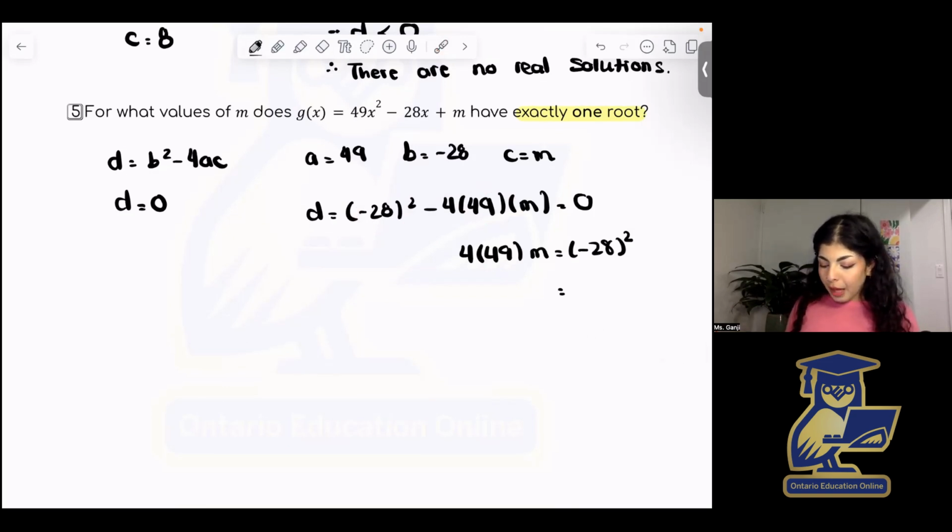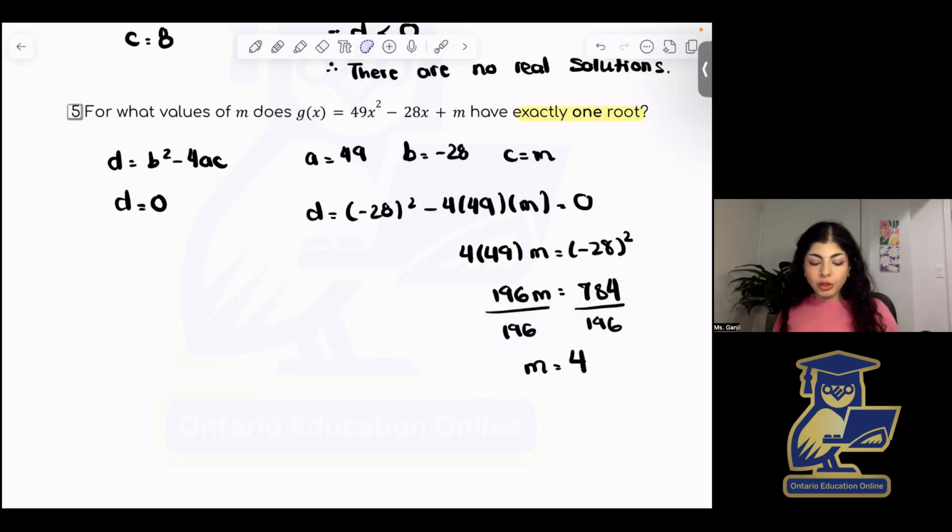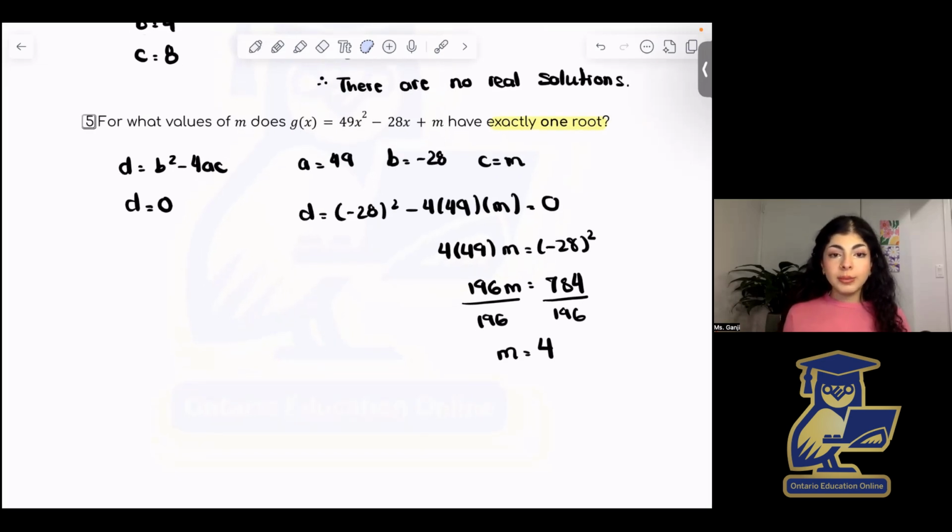So now I'm going to evaluate. You can use your calculator here. So we have 196m is equal to 784. And if we divide, that will give us just 4. And maybe let me just show my division there. You can always just use fractions to show that step. And so m is 4. So for the value of m being 4, this function will have exactly one root. And you can always graph this using Desmos and confirm that it has one root and what its root is.